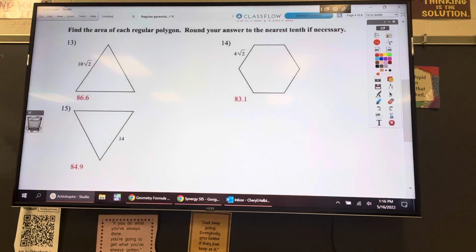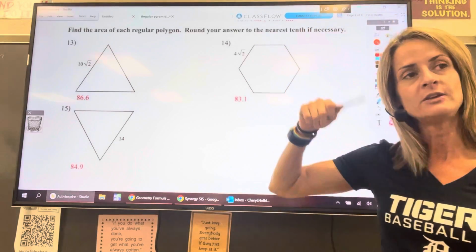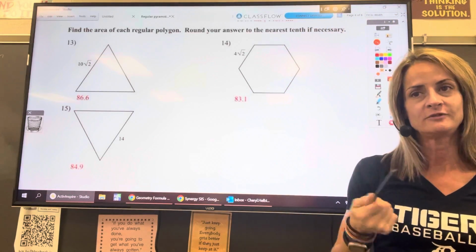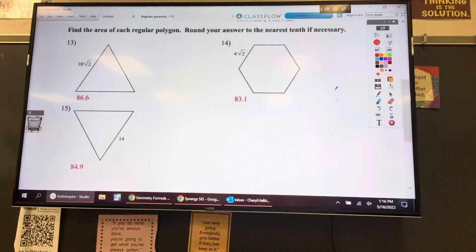Notice problem number 14, they're still asking you to find the area of a regular polygon. However, they're not giving you the apothem, A. So you can't use the formula 1/2 PA. You have to use the other one: 3 root 3 over 2 times the length of the side squared.